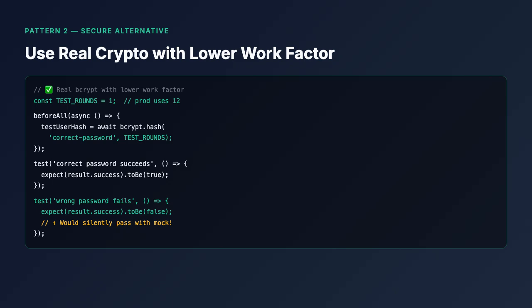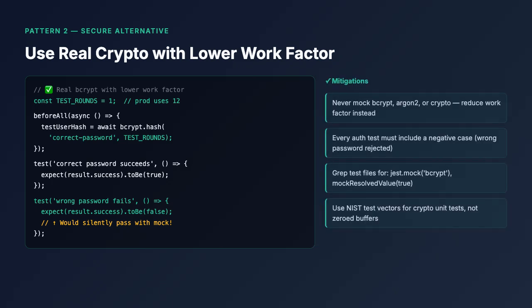With the mocked version, it would silently pass because the mock always returns true. Its presence here proves the real crypto is running. The mitigations for this pattern: never mock bcrypt, Argon2, or crypto. Reduce the work factor instead of replacing the function.